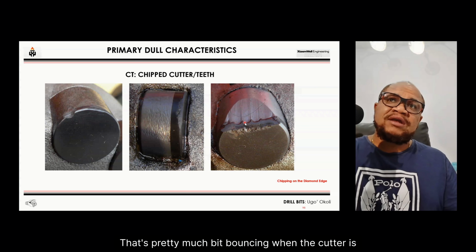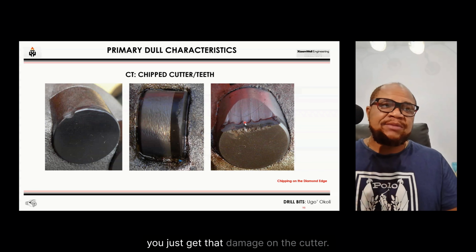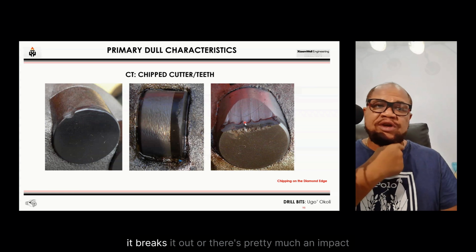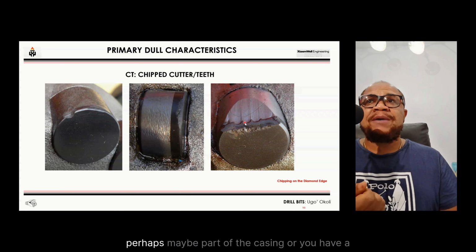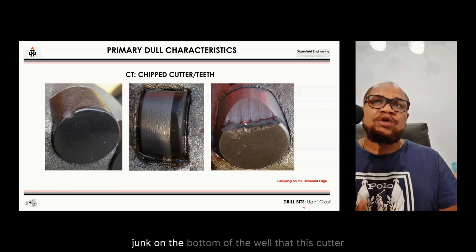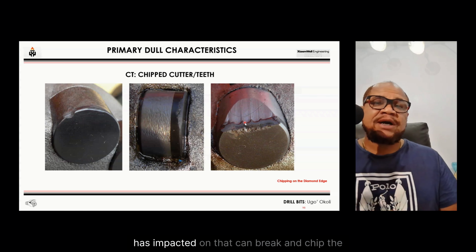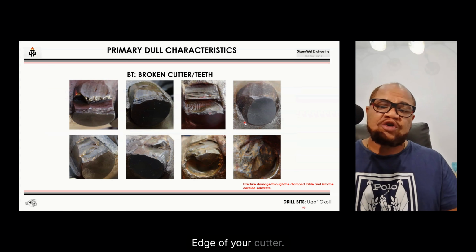When the cutter is going up and down while drilling, you get that damage on the cutter. It just chips it, it breaks it out, or there's an impact with perhaps part of the casing, or a junk on the bottom of the well that this cutter has impacted, that can break and chip the diamond edge of your cutter.